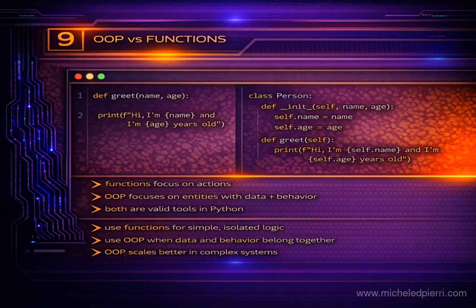This also changes how you scale the code. If later you want to add more related behavior, like updating the age, validating the name, formatting the output, or adding more attributes, the person class becomes the natural home for those changes. With only functions, you might end up with many separate functions that all need the same parameters, and the risk is that the interface becomes messy. The main takeaway is that both tools are valid in Python. Use functions for small, focused pieces of logic. Use OOP when you are describing real entities and when data and behavior should stay together.